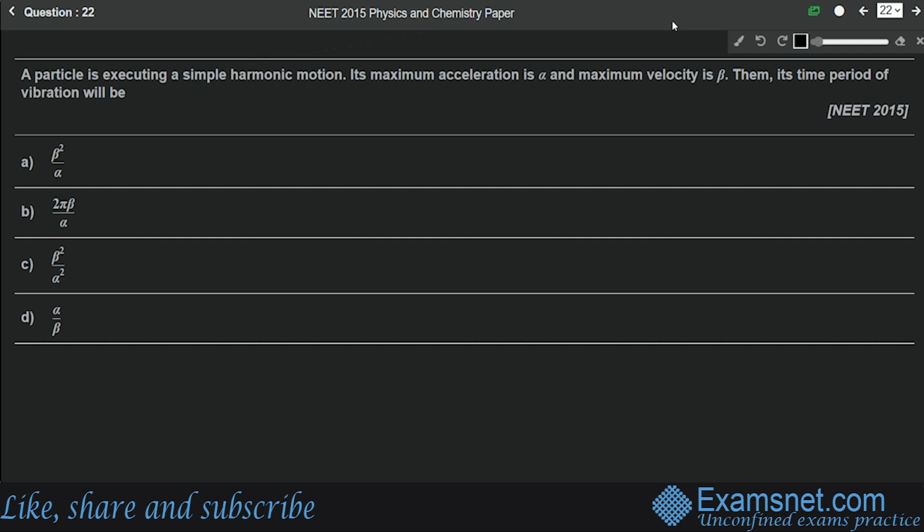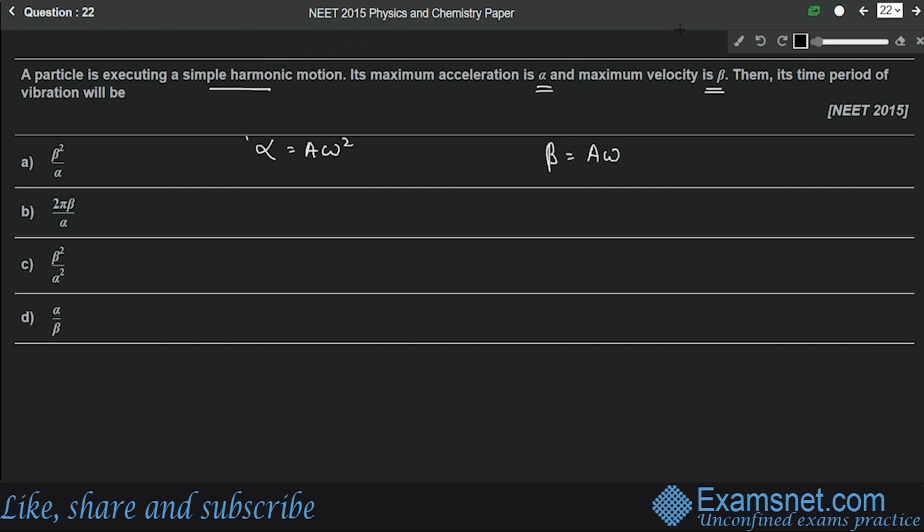Question number 22 is from simple harmonic motion, and the question is, a particle is executing a simple harmonic motion. Its maximum acceleration is alpha and maximum velocity is beta. Then its time period of vibration will be. So we know that maximum acceleration is equal to a omega square. So according to this question, alpha is equal to a omega square. And we know that maximum velocity is equal to a into omega. So according to this question, beta is equal to a into omega.